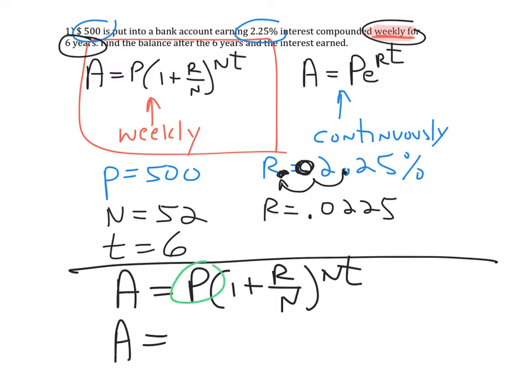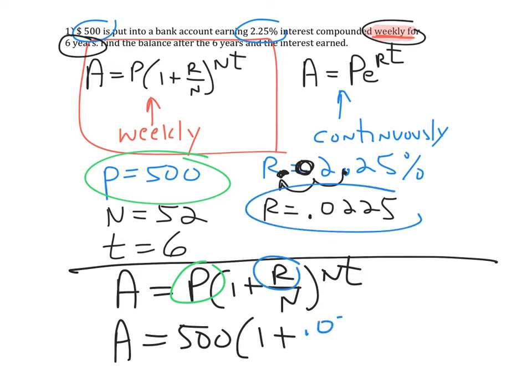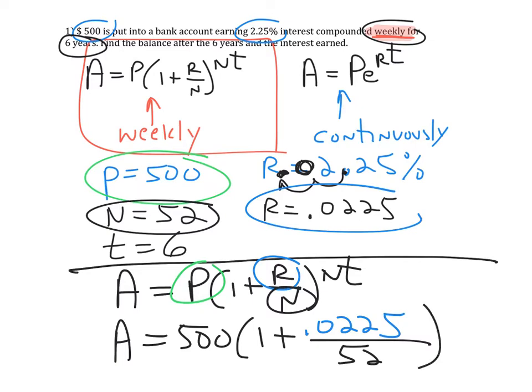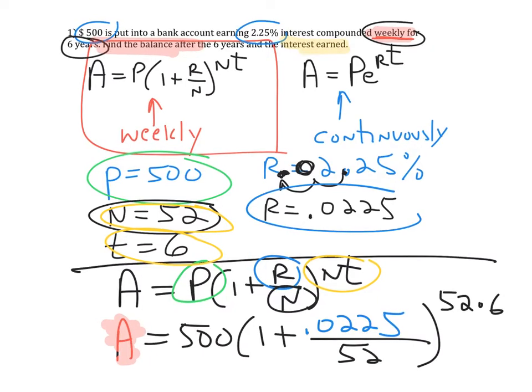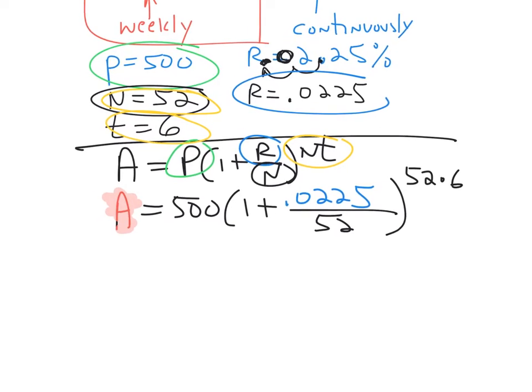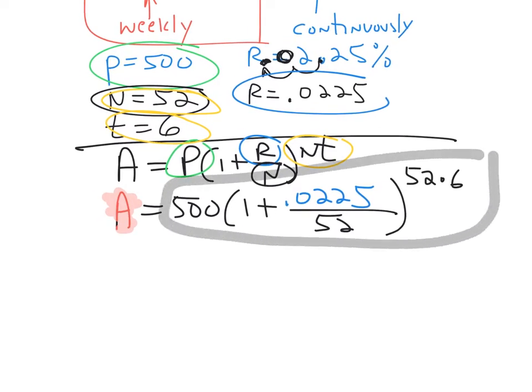So here, letter P, our principal, 500, times (1 plus R over N). Well, R is 0.0225 over N, which for weekly is 52, raised to the N times T, 52 times 6, power. Here we have to find the balance, which is what letter A represents, the money that's in the account after the time has gone by, and then we have to find the interest earned. Well, first, let's enter this expression into our calculator to figure out what the balance is going to be.